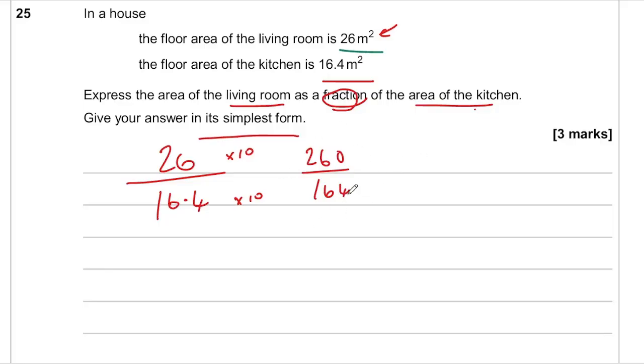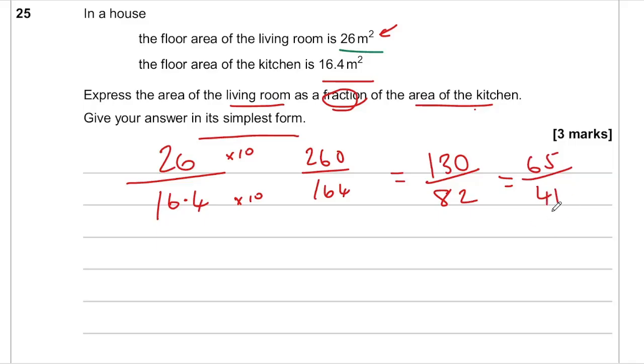Now I need to put this into a simpler form. Well, they're both even, so I could divide by 2. 2 goes into 260 130 times. 2 goes into 164 82 times. They're still both even, so 2 goes into 130 65 times. 2 goes into 82 41 times.